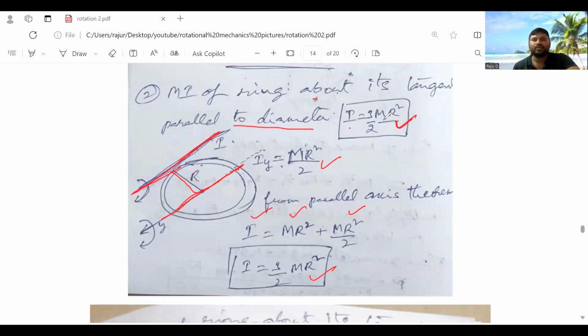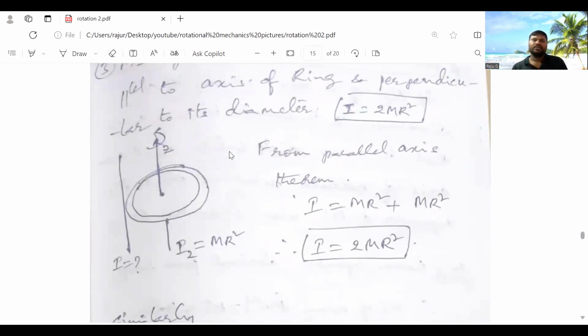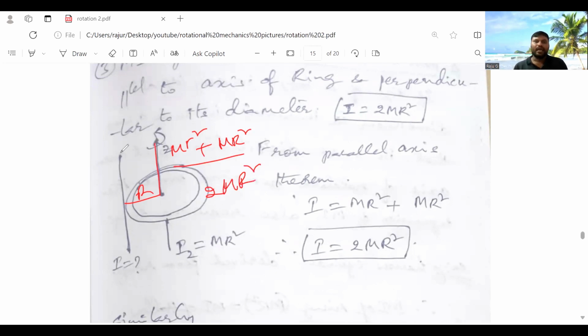So the moment of inertia of a ring about its tangent parallel to the diameter is I is equal to 3 by 2 mr square. Now we will find the moment of inertia of a ring about a tangent parallel to the axis of the ring and perpendicular to its plane. Again, the same parallel axis theorem. This we know is mr square, and this is r distance away. So mr square plus mr square, we get 2 mr square. Then the moment of inertia of the ring about a tangent which is parallel to the axis of the ring and perpendicular to the plane of the ring is I is equal to 2 mr square.